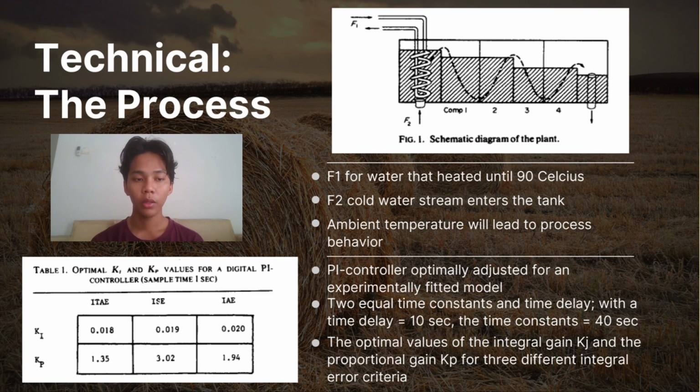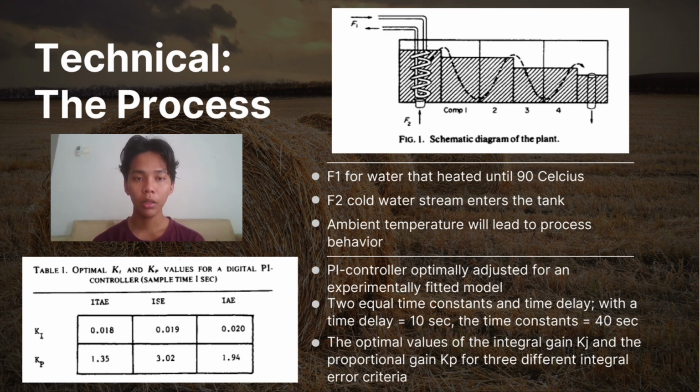To get a competitive idea of the performance of the fuzzy controllers, an ordinary PI controller has been implemented as well. The PI controller has been optimally adjusted for an experimentally fitted model consisting of two equal time constants and a time delay. The time delay is 10 seconds and the time constant is 40 seconds.